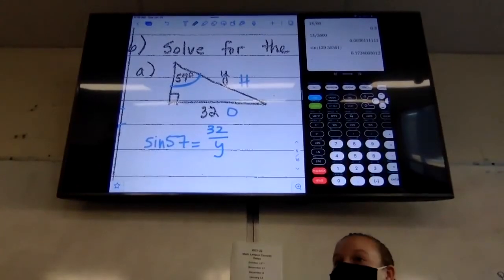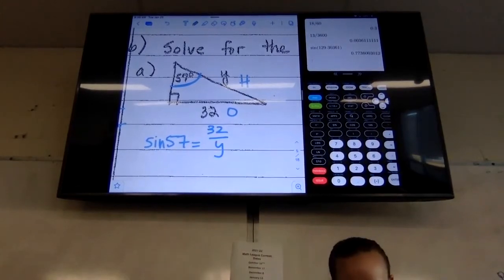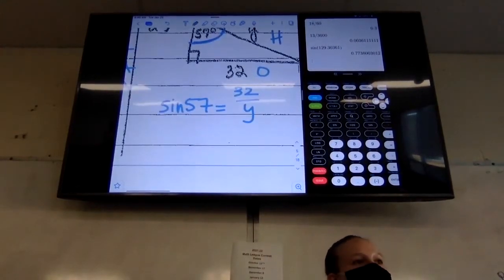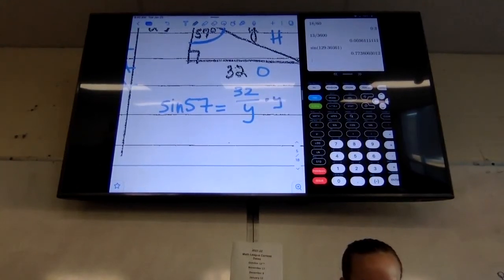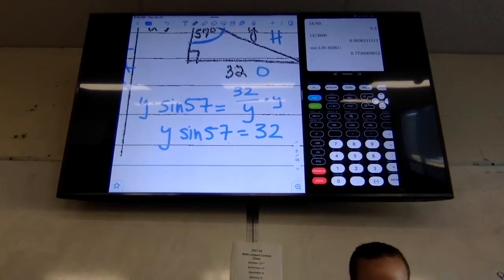All right, so now that we're here, I need to get y by itself, and I'm going to simplify this down and then just put one big thing in the calculator. In order to get rid of this fraction, we don't want the denominator, right? So let's multiply by y on both sides to cancel out that y. Y times sine of 57 equals 32. And then last but not least, I want that y all by itself, so we divide off sine of 57 from both sides.